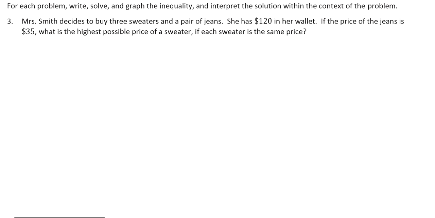This is the video for exercise 3 from lesson 15 out of the grade 7 module 3 book. So in this one, we have Mrs. Smith decides to buy 3 sweaters and a pair of jeans. She has $120 in her wallet. If the price of the jeans is $35, what is the highest possible price of a sweater if each sweater is the same price?